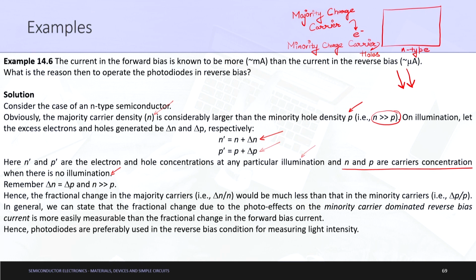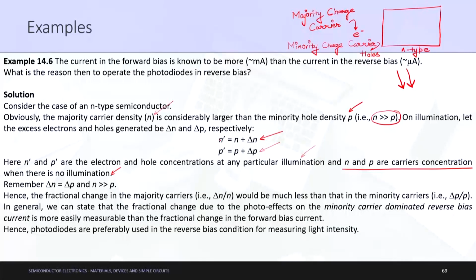So, you can understand this quite clearly that when there is an illumination being added upon, then an electron hole pair is generated. Because there is an electron hole pair generated, there is an increase in the density of majority carrier also, and there is an increase in density of the minority carrier also. Therefore, the new density n dash is equal to n plus delta n, and similarly the new density p dash is equal to p plus delta p. Fine. Now, remember delta n is equal to delta p.